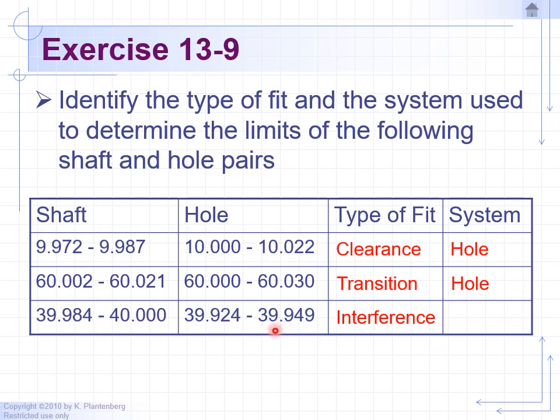The largest hole we can pick is 39.949. The smallest shaft is 39.984, which is larger than the hole. So the shaft is always guaranteed to be larger than the hole. So that'll give us an interference, meaning the maximum clearance will be negative. The minimum will also be negative, and that'll be an interference, guaranteeing the shaft is always larger.